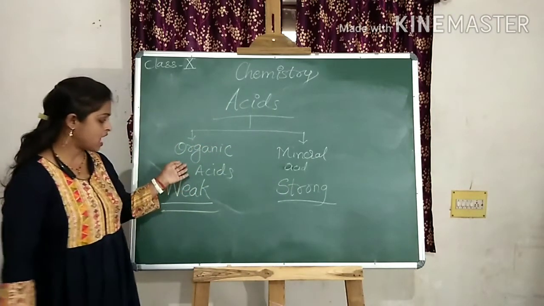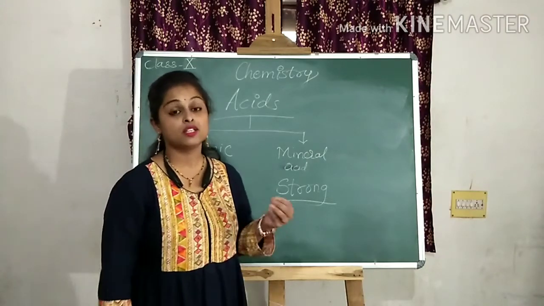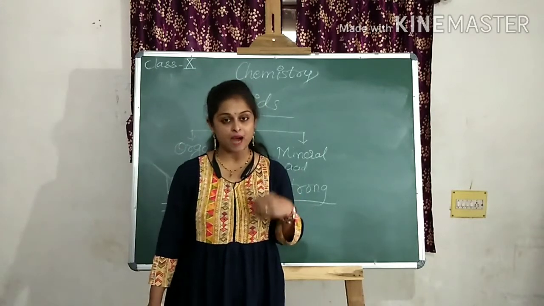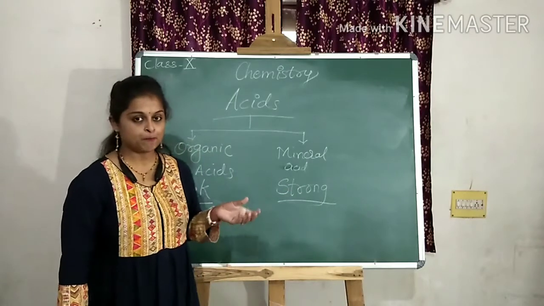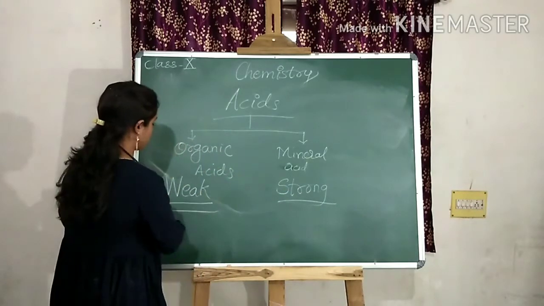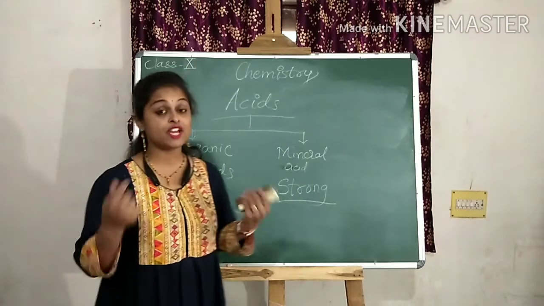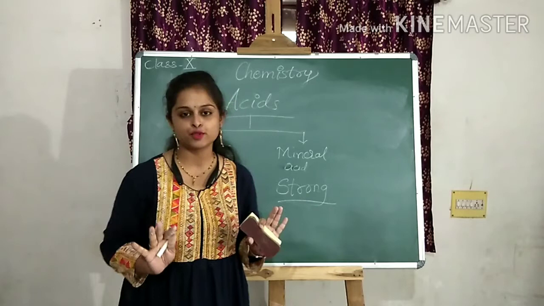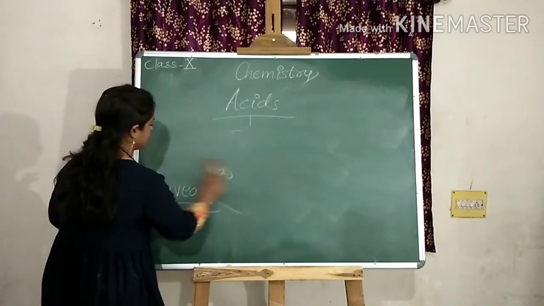Organic acids are naturally occurring acids. They are the acids which are made from plant parts, so they are called organic acids. There are some types of organic acids which are weak in nature. Weak in nature means if we are eating or drinking those weak acids, they will never be harmful to us. Let's see which are the organic acids.